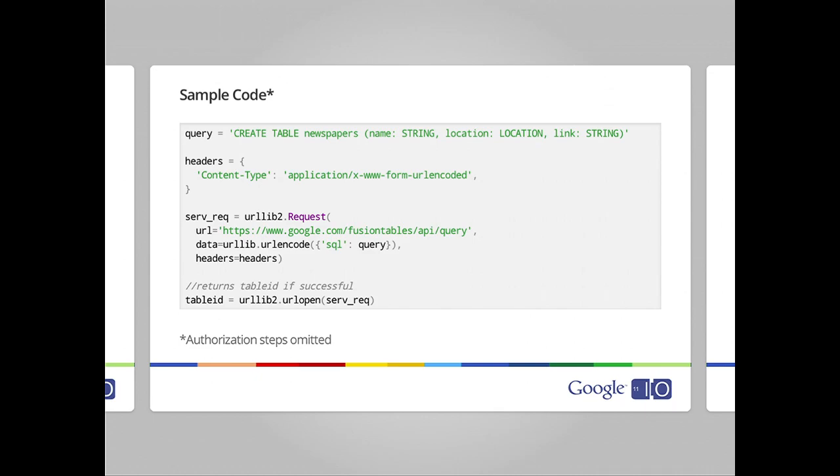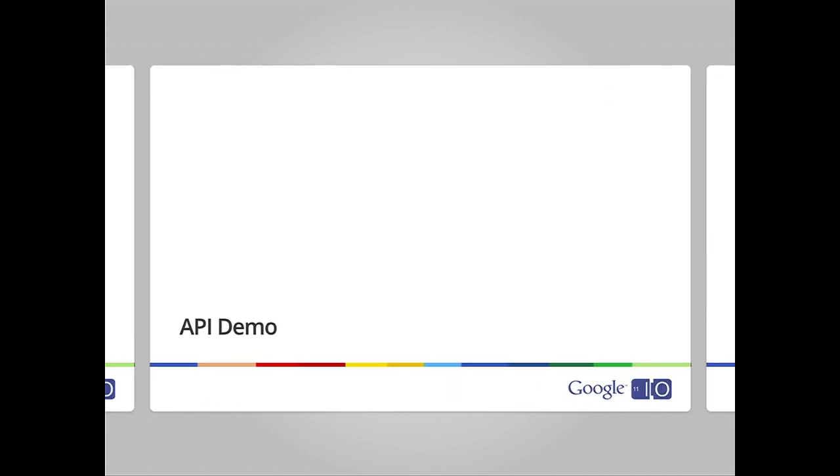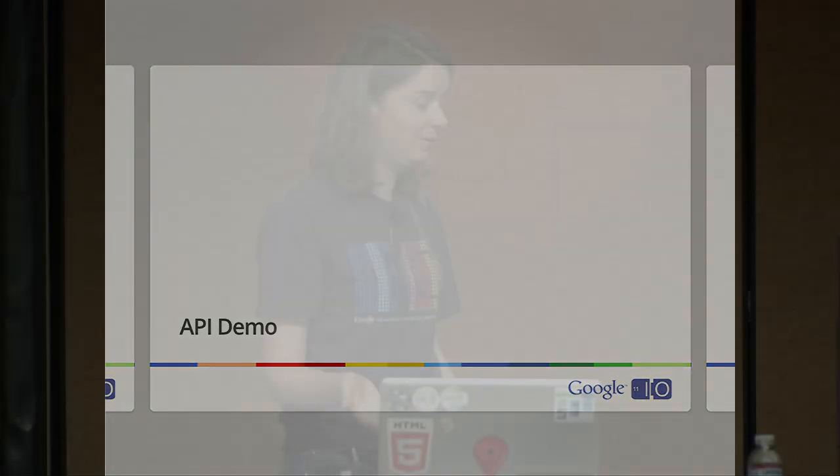So you can see I'm creating a query. It's creating a new table in the newspapers table, and it's sending the request. It's sending the query along with the request, and depending on the query that I'm sending, you'll get different data back. So if I send the create table query, then I'll get the table ID back if the create was successful.